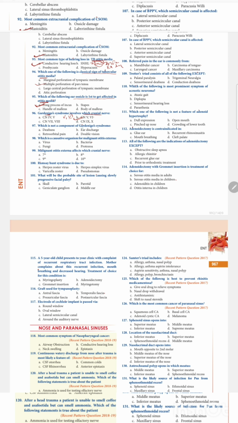Which is not a component of Gradenigo syndrome? Ear discharge is a component of Gradenigo syndrome. Double vision, diplopia, and retro-orbital pain are the triad for Gradenigo syndrome. So which one is not part of the triad? Deafness.